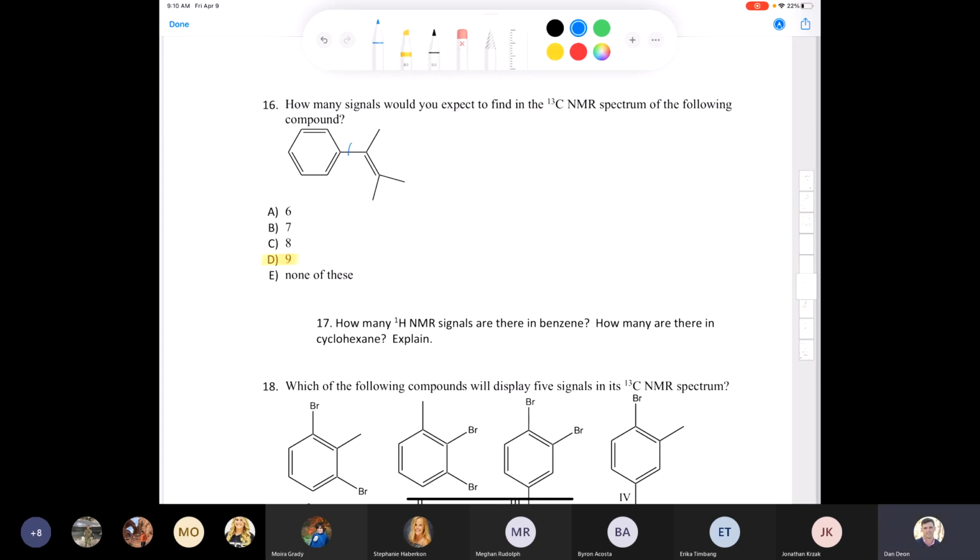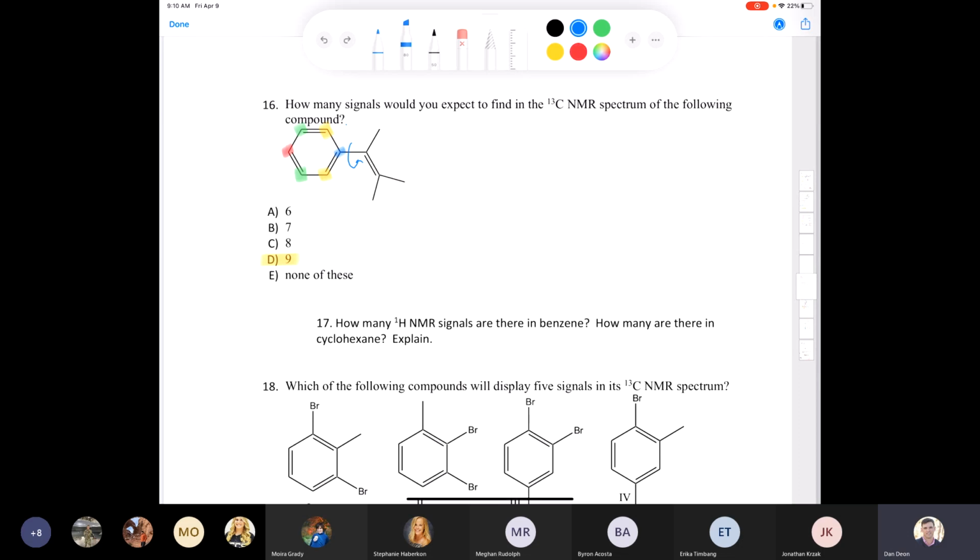Because of free rotation around this carbon-carbon bond, I can rotate that bond. That means that these two carbons in the aromatic ring are chemically equivalent, as are these two carbons. Then I have a unique quaternary carbon here, and a unique quaternary carbon here. So from my aromatic ring, I get a total of 4 signals. Now, what about all this spinach out here?